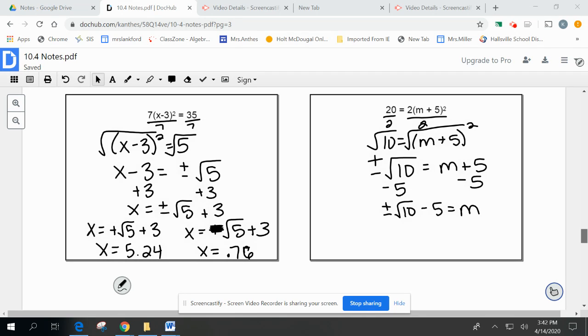So I'm going to branch off and do positive square root of 10 minus 5 equals m, and negative square root of 10 minus 5 equals m. So I'm going to get two different answers. m equals negative 1.84 and m equals negative 8.16.